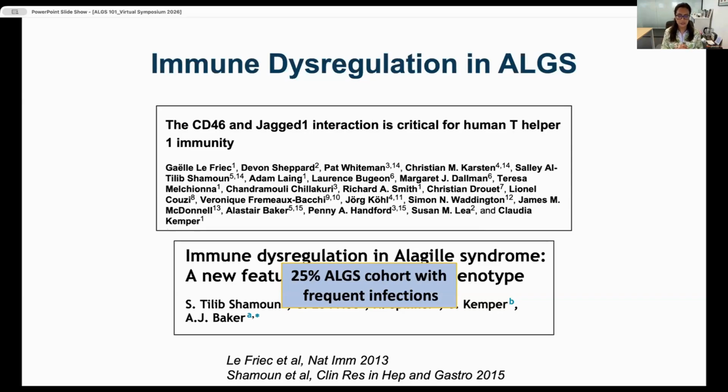I wouldn't call Alagille syndrome an immune deficiency syndrome. I would not call it that in general, in the same way that our immunologists call it, but I do think that there's more for us to understand. So I put immune dysregulation in my mind always with a question mark. What do we have more to understand here?